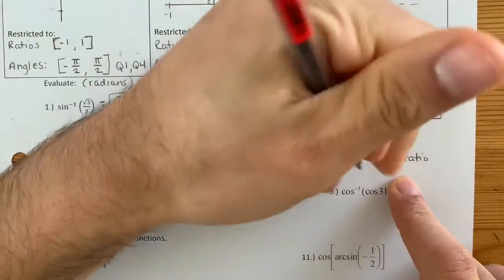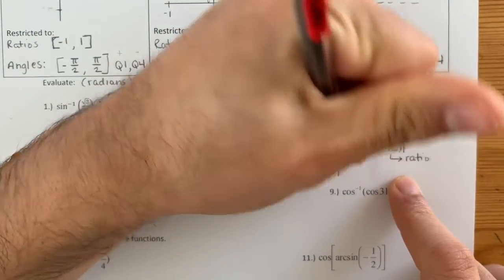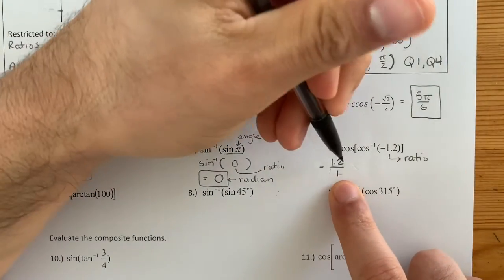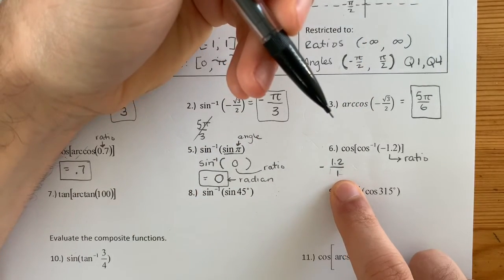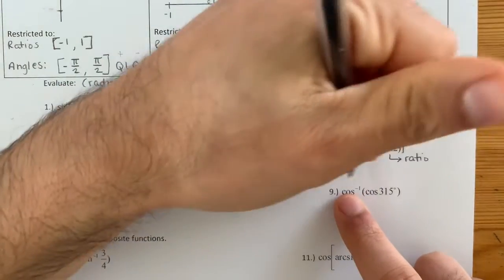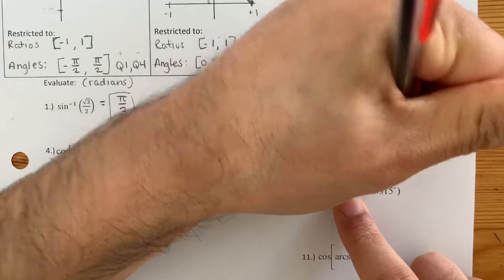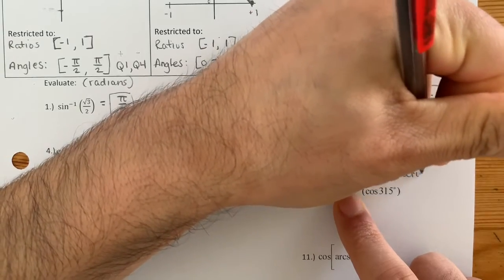It would be like the adjacent would be 1.2 over 1. That would mean the adjacent is bigger than the hypotenuse. That would not ever be possible. So this one would be no solution.